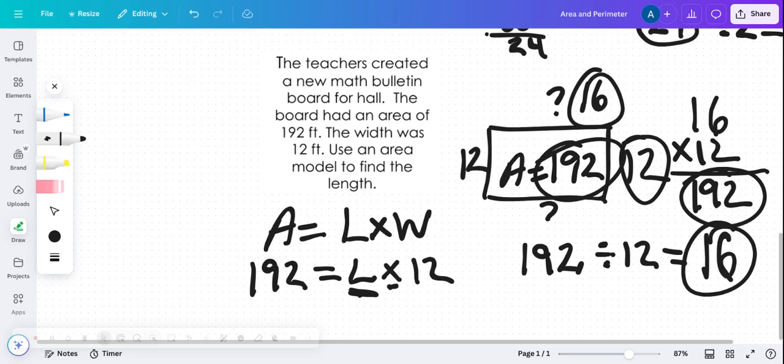All right, so those are two problems where we know the area, we know the perimeter, but one of the sides is missing. We have to work backwards in order to find that missing side.